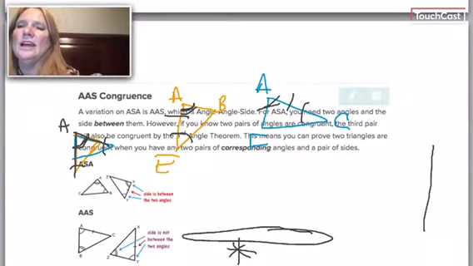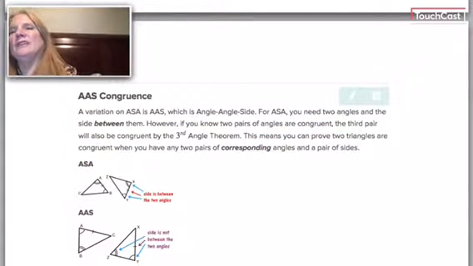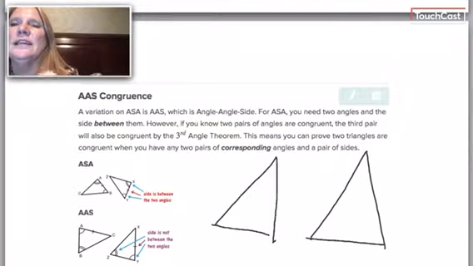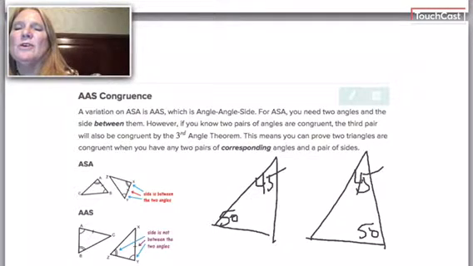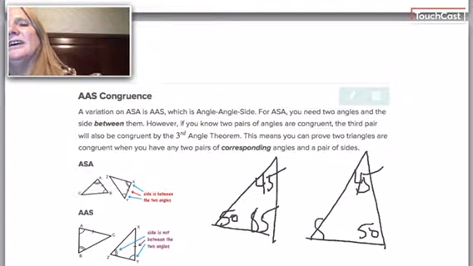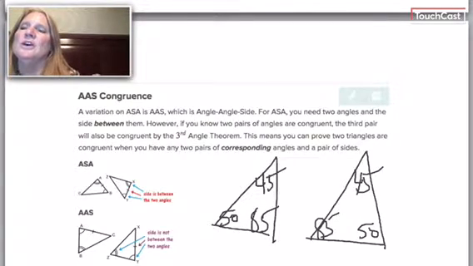Now we have angle angle side congruency. In this one we do have an angle angle side congruency. If you read here, it's a variation on angle side angle, because anytime you have two angles congruent to two other angles, the third angle has to be congruent, because remember, all the angles in a triangle add up to 180 degrees. So if we know that this one is 50 and that this one is 45, and over here we have a 50 and a 45, we know the third angle has to be the same, because they both have to add up to 180. This is 95, so that would make this one 85 and 85. So once you have two angles, we can use either angle side angle or angle angle side.